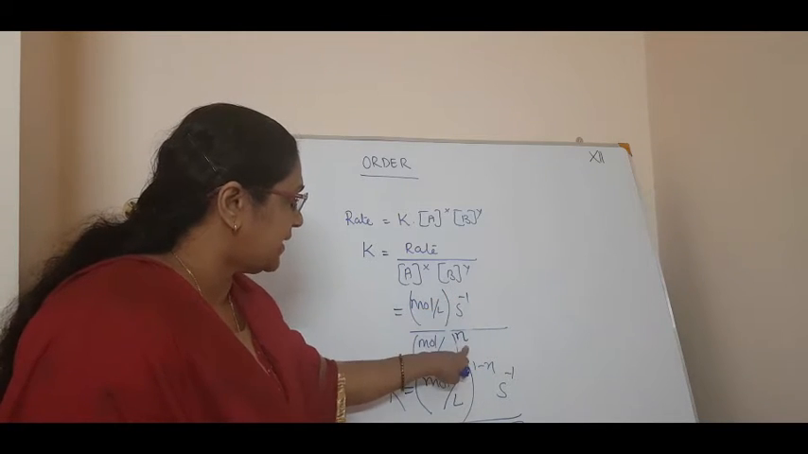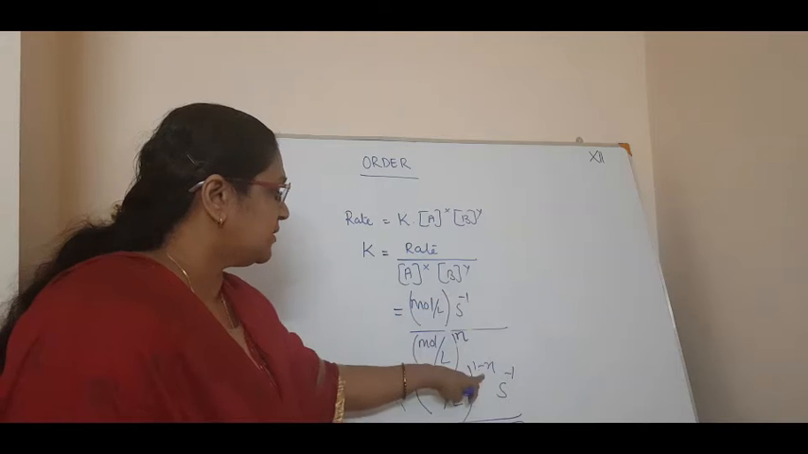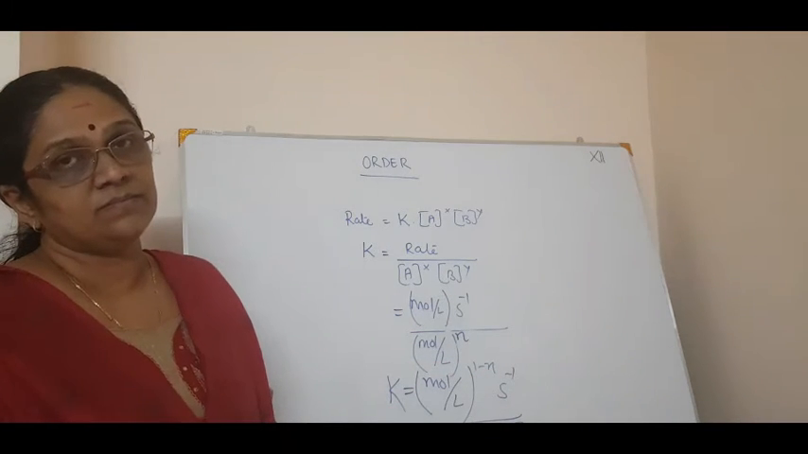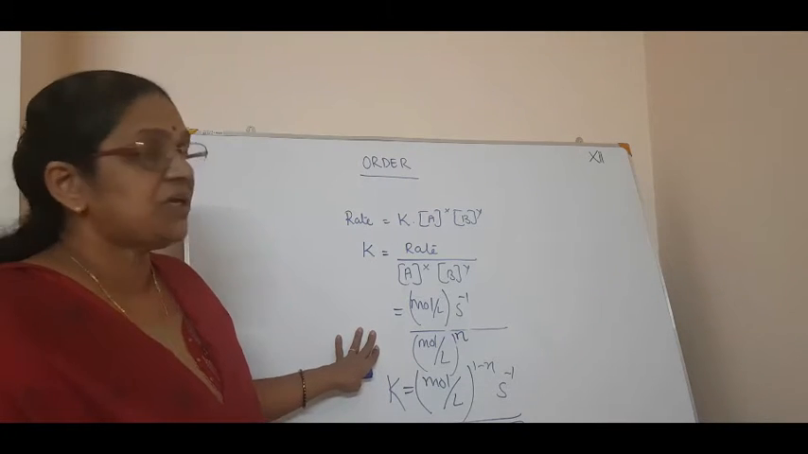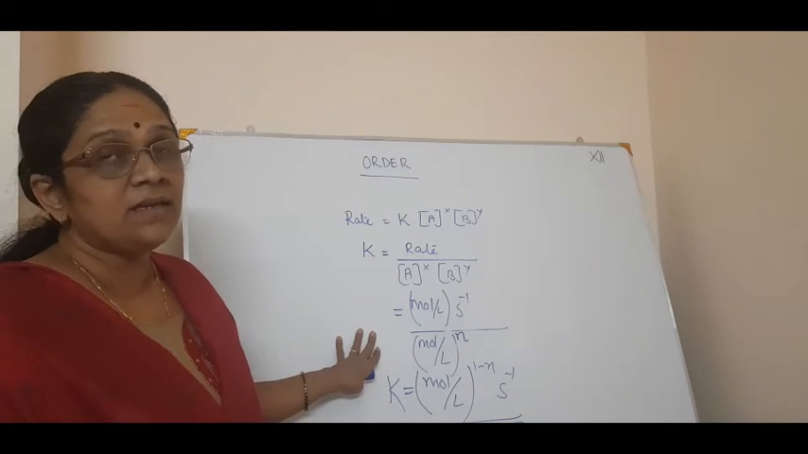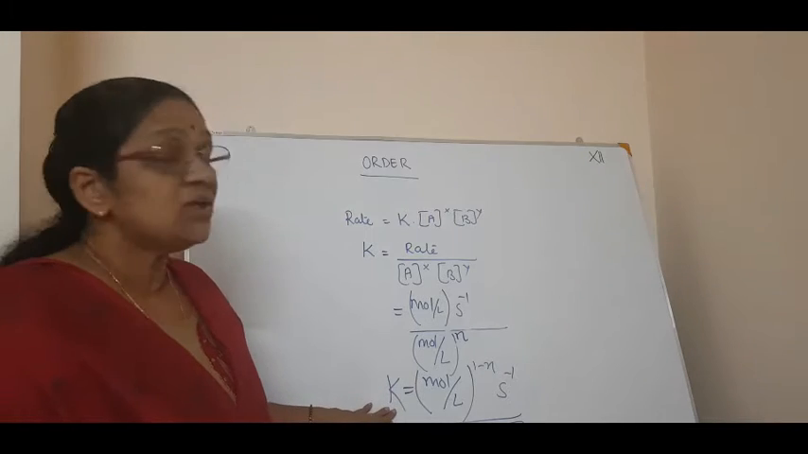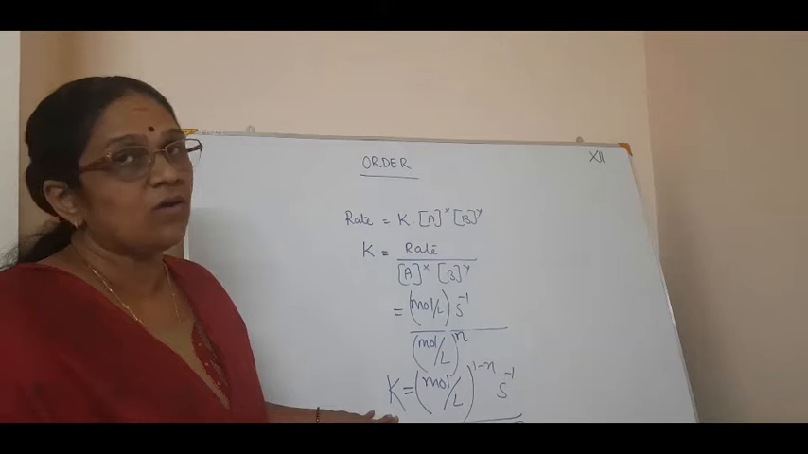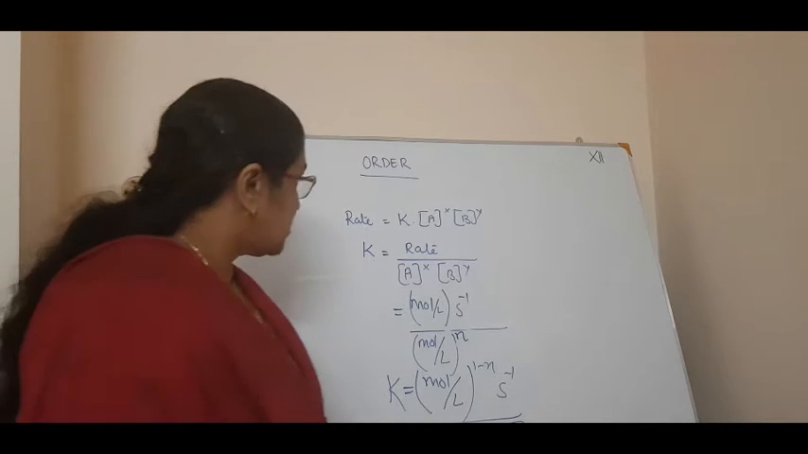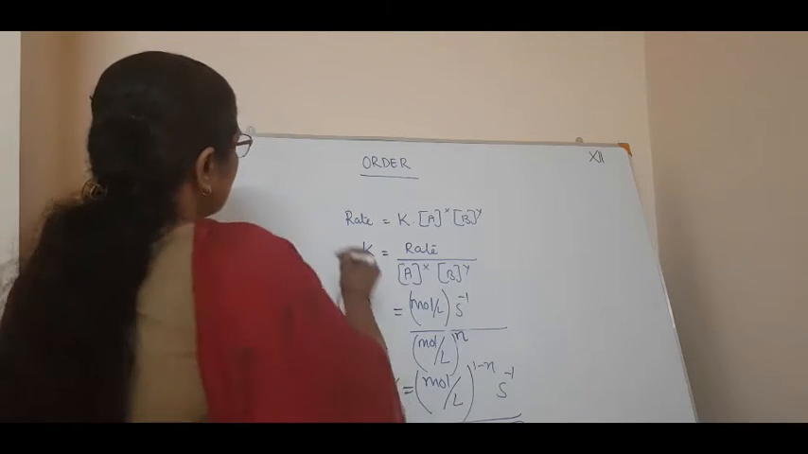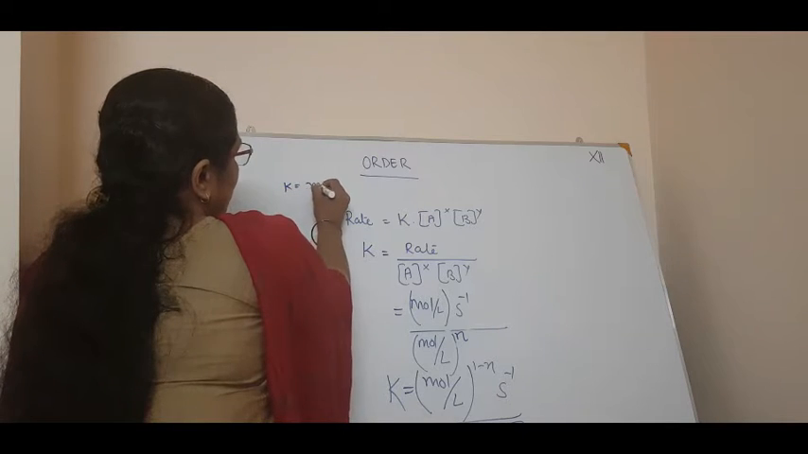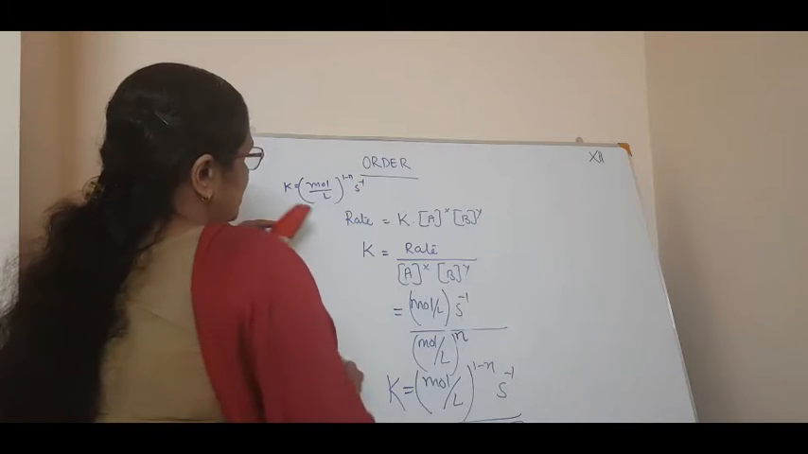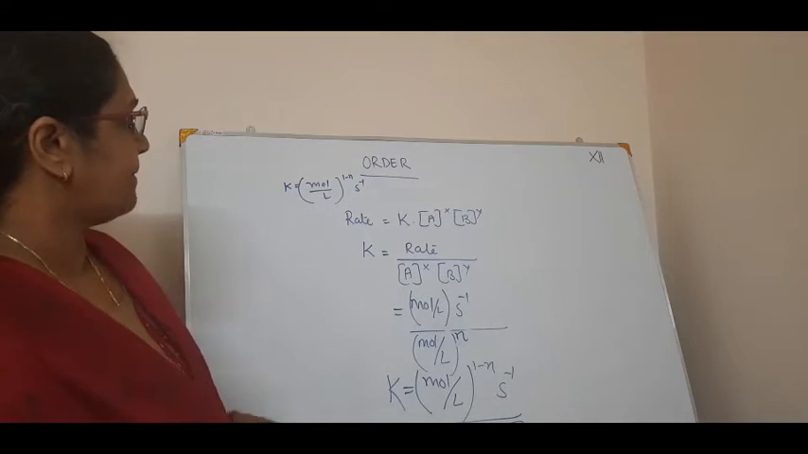Here it is 1 and here it is n. So it comes here as 1 minus n, and second raised to minus 1. Now from this general equation, I can see what the units are for zero order, first order as well as second order. Correct? Okay, so I will write here: k is equal to mole per liter raised to 1 minus n, second raised to minus 1.